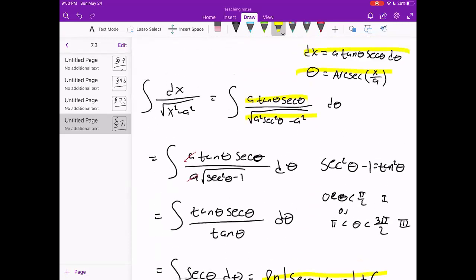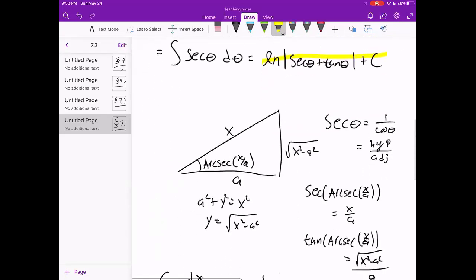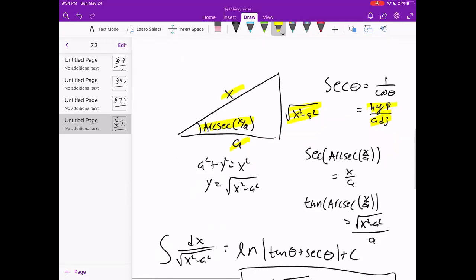So what I do is I use this, theta is equal to arcsecant of x over a. So I treat arcsecant of x over a as an angle, and I say, okay, if I take the secant of this, secant should be hypotenuse over adjacent. So if I take the secant of this, I should get x divided by a, hypotenuse over adjacent. Using the Pythagorean theorem, I can get that side, square root of x squared minus a squared.